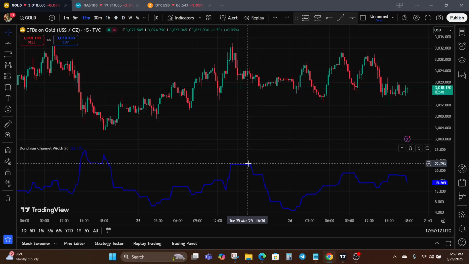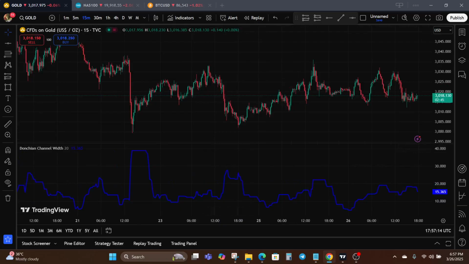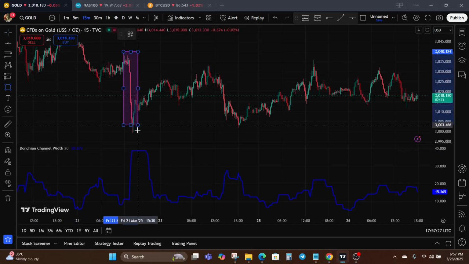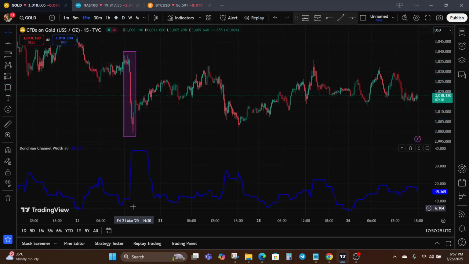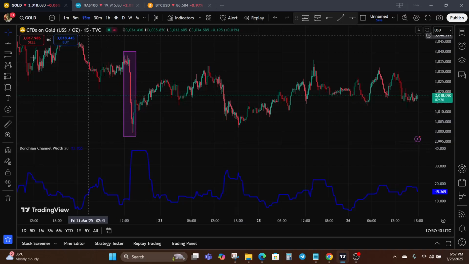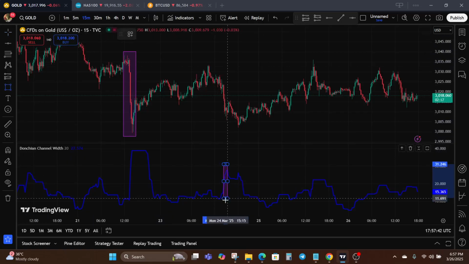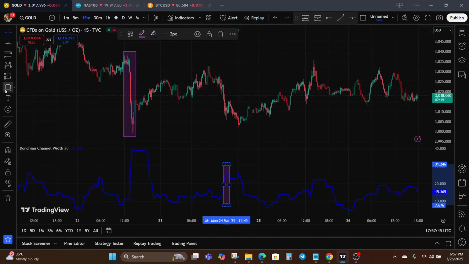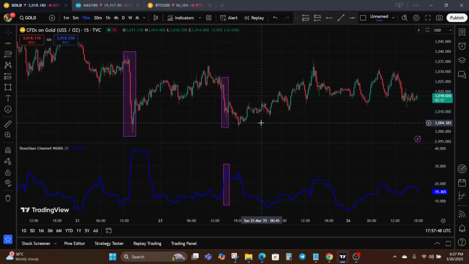When the Donchian Channel Width indicator rises, it shows that volatility is increasing. You can see what happened here. There was an increase in volatility at the time when we had the spike in the Donchian Channel Width. Again, when the Donchian Channel Width rose at this point, you can see that there was also an increase in volatility about this time.